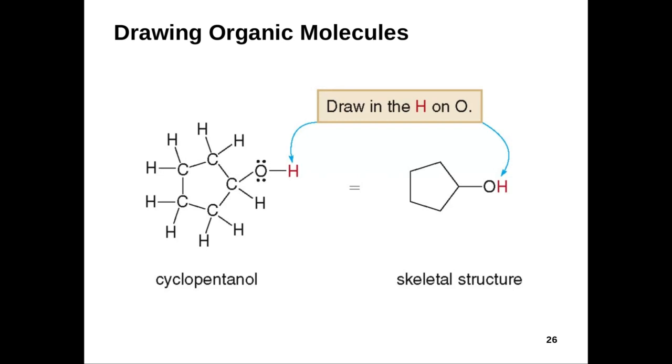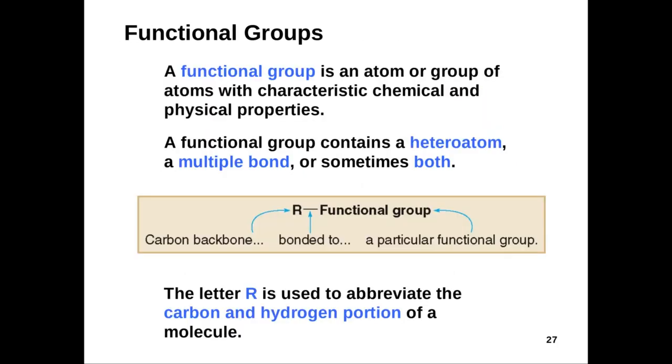But again, anytime you see just lines connected to one another, it's easy. You assume that there's carbons, and those carbons are chock full of hydrogens. Again, unless I show you another heteroatom, like an oxygen or a fluorine or a chlorine or a nitrogen or something like that. So this brings us to the final topic of today's lecture, which is what we call functional groups.